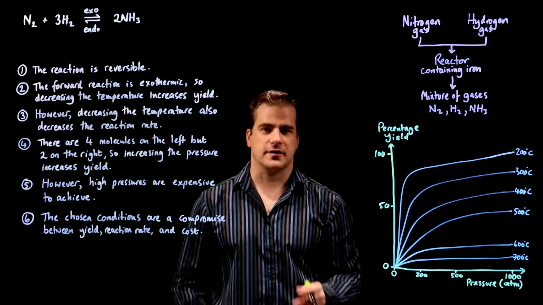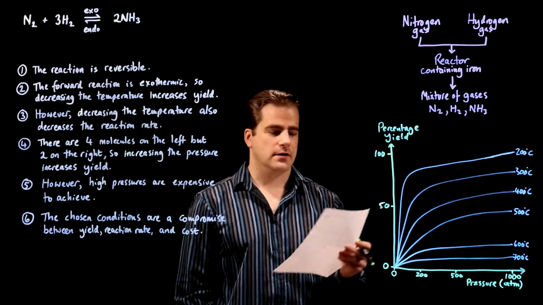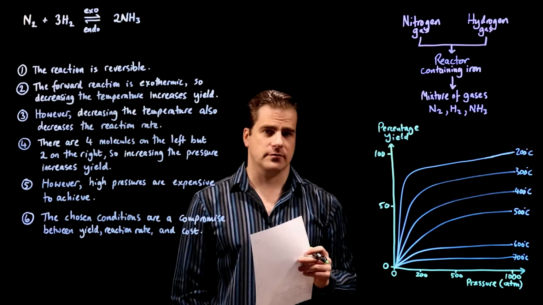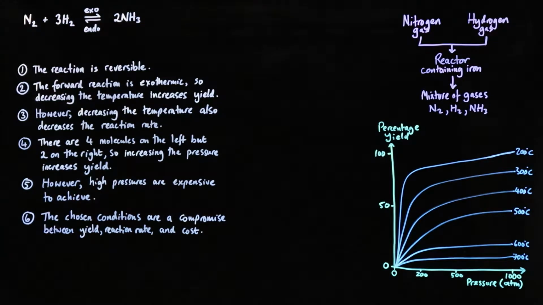Okay, the Haber process. First question. Name one source of methane. You're not allowed to say my nan. You won't get the marks. The correct answer is natural gas.